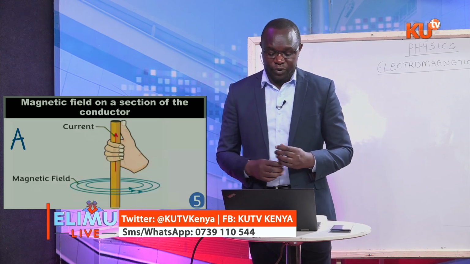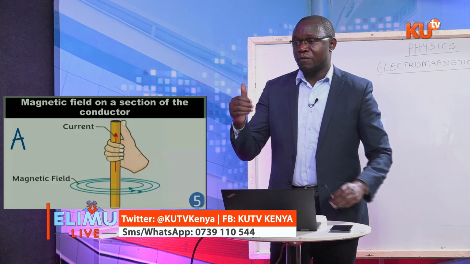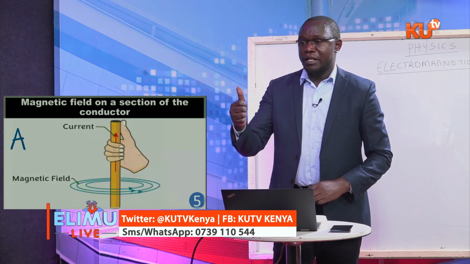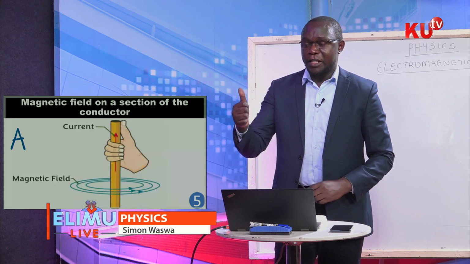This rule is studied in Form 2, the 8-4-4 curriculum, whereby we have the right hand held in such a way that the thumb points to the direction of flow of electric current, and then the four fingers encircling the conductor point to the direction of flow of the magnetic field.